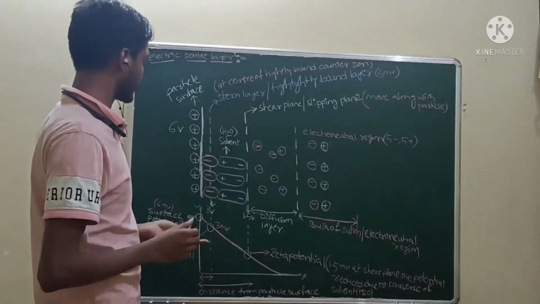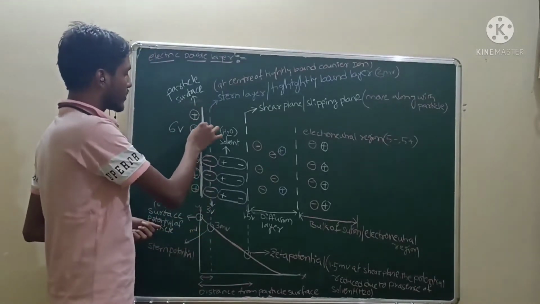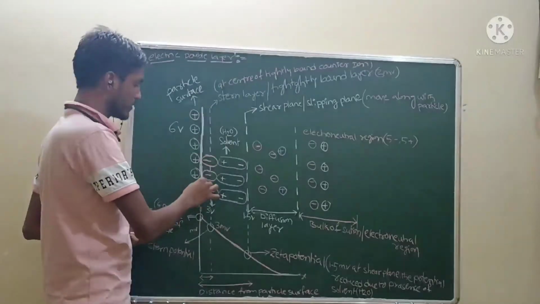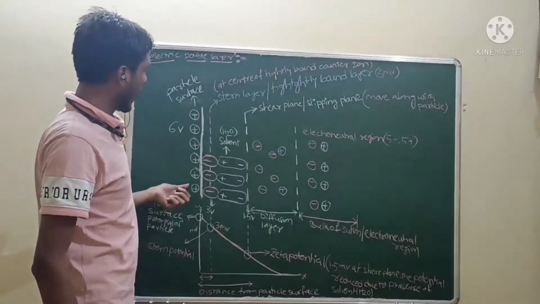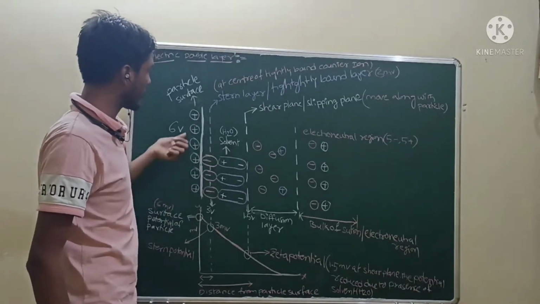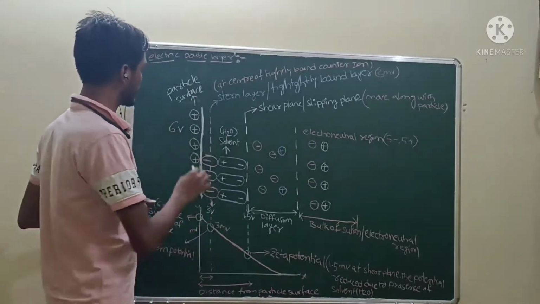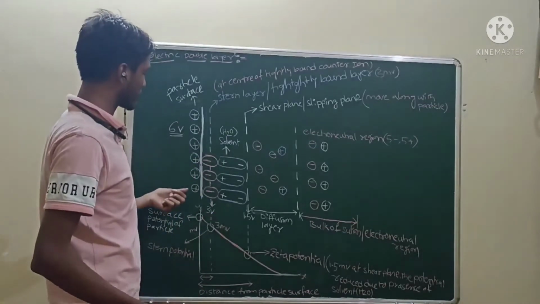See, this is the surface of the particle. This is the surface of the particle having positive charge, meaning the particle has positive charges. How many positive charges? 1, 2, 3, 6. See, six positive charges are there.